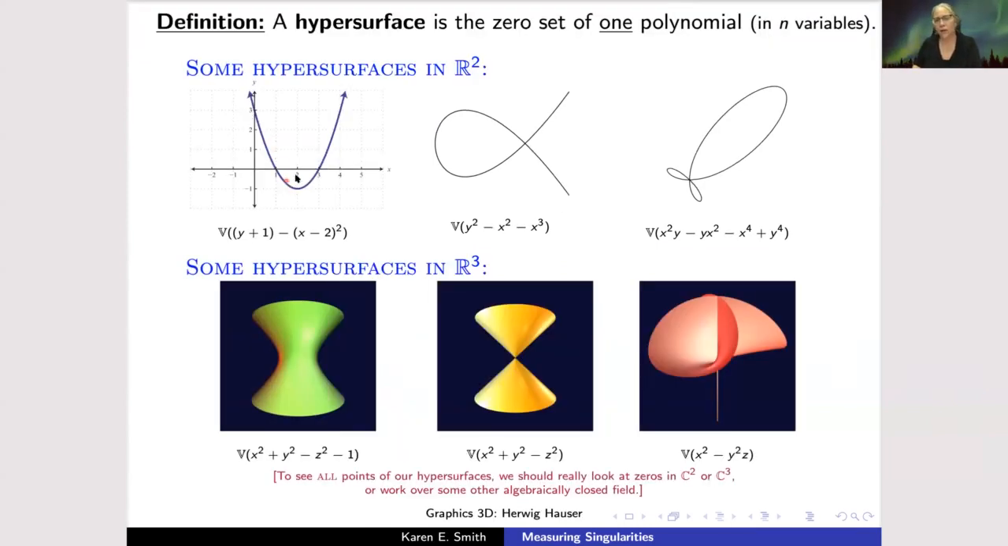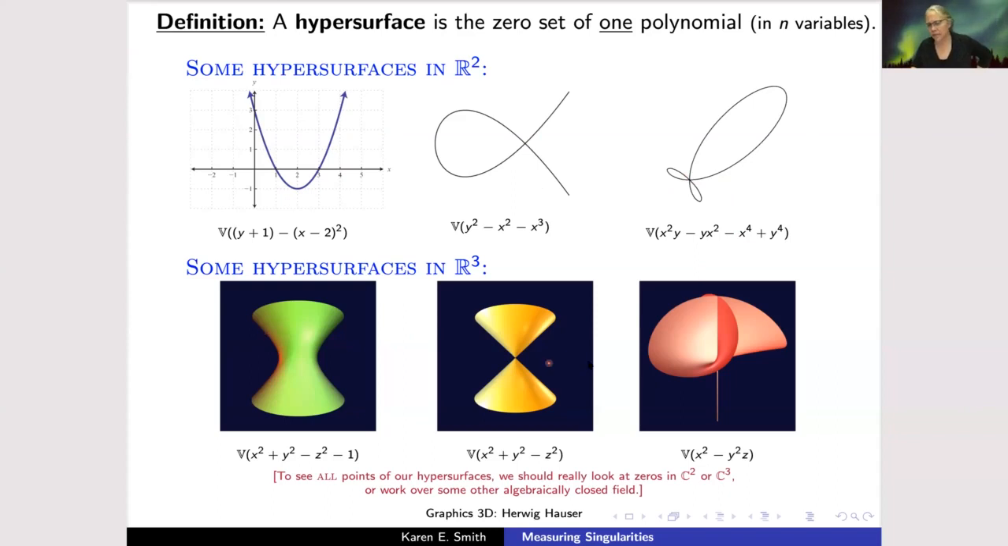For these three curves that you see on the top row here, these are all defined by one polynomial in two variables. And this first parabola here is a smooth hypersurface. There are no singular points. This alpha curve here has one singular point at the origin. And this blimp type curve here has one singularity at the origin also. But as you can see, the blimp looks a little bit more complicated. And this is the kind of thing I want to try to quantify today.